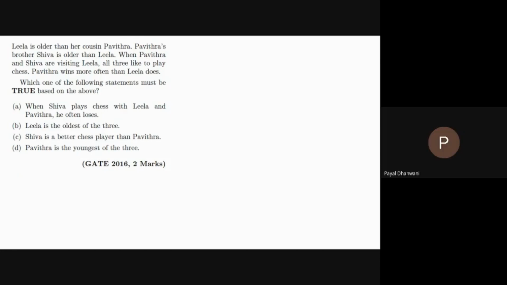Option D. Yes, sir. Option D. Okay, let's see. Leela is older than her cousin Pavitra. So Leela is older than Pavitra. It has been given. And Pavitra's brother Shiva is older than Leela. So Shiva is older than Leela too. When Pavitra and Shiva are visiting Leela, all three like to play chess. Pavitra wins more often than Leela does. So Pavitra wins more, right? So in terms of chess, Pavitra wins more often.